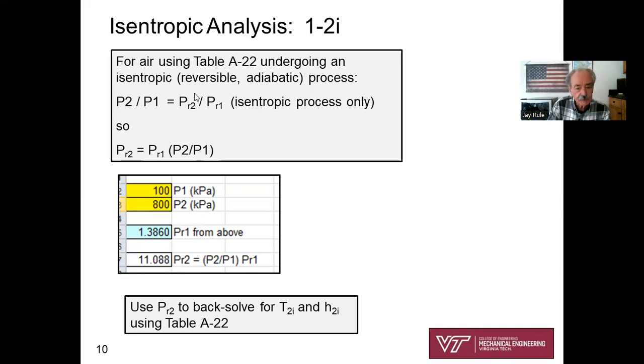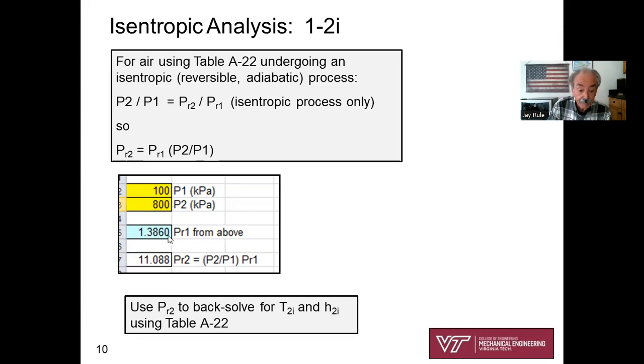So you could think of this as a formula. If it's on your formula sheet, you've got to have next to it "isentropic process only." And this would be relative. These are what's called relative pressures. So this enables us to solve for the relative pressure at P2: PR2 equals PR1 times P2 over P1.